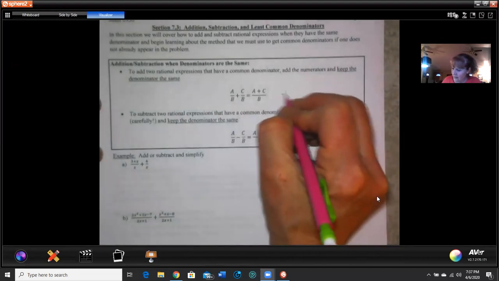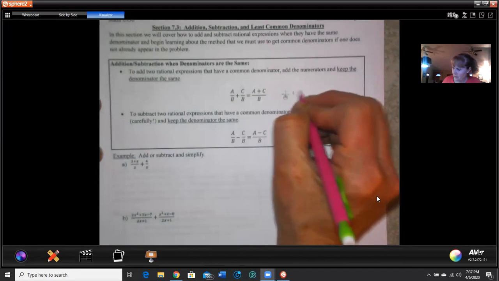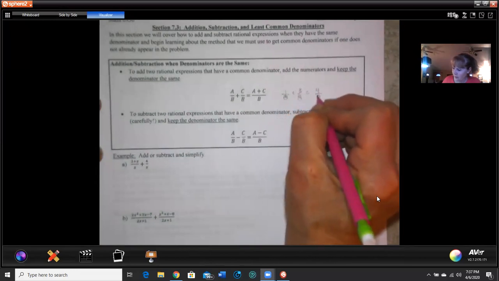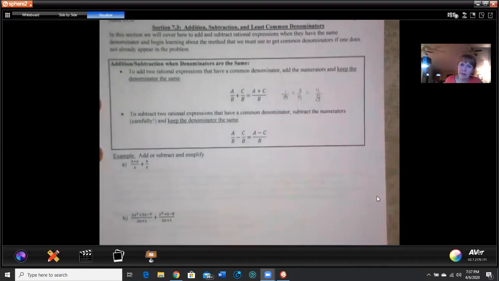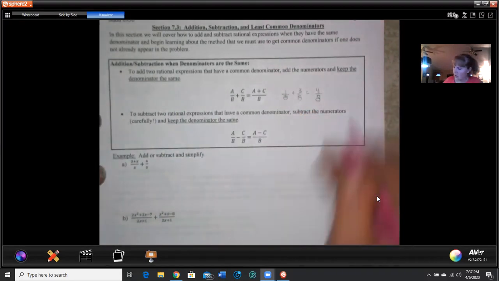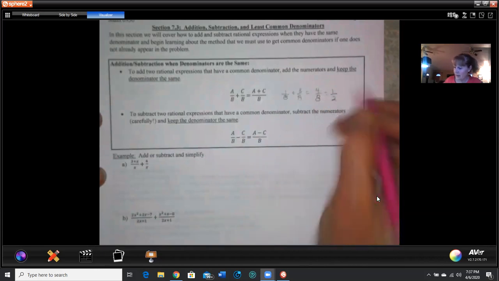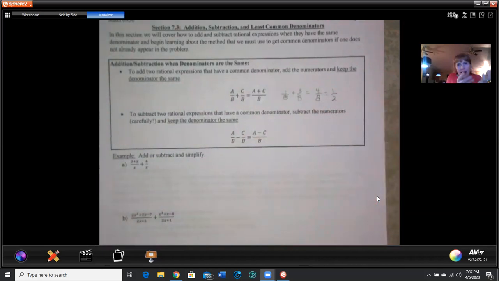So we have, as an example, maybe 1/8 plus 3/8, which gives us 4/8, okay? Which isn't too bad. And then of course we need to reduce. So 4 goes into 4 once, 4 goes into 8 twice. So when you have the same denominators, you just combine the numerators.